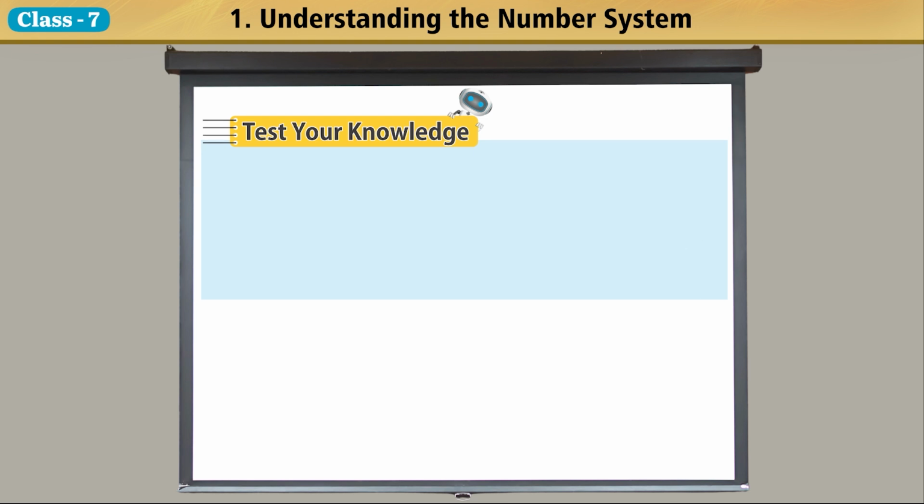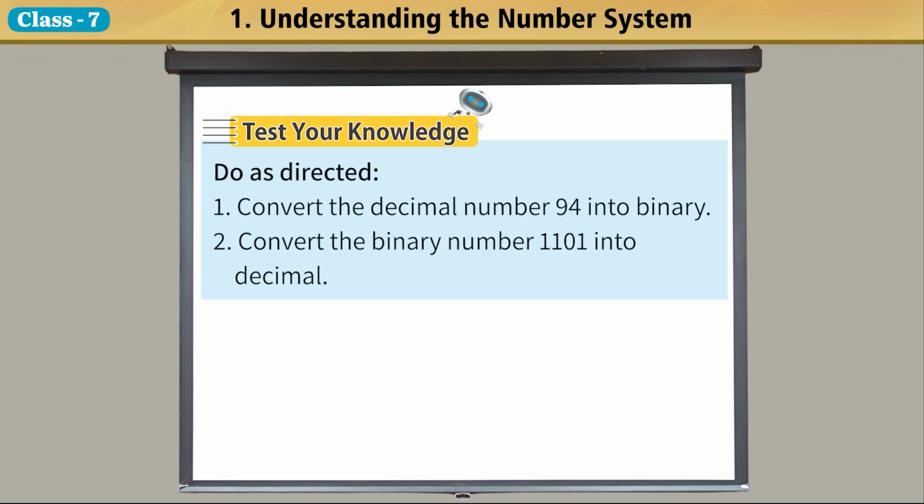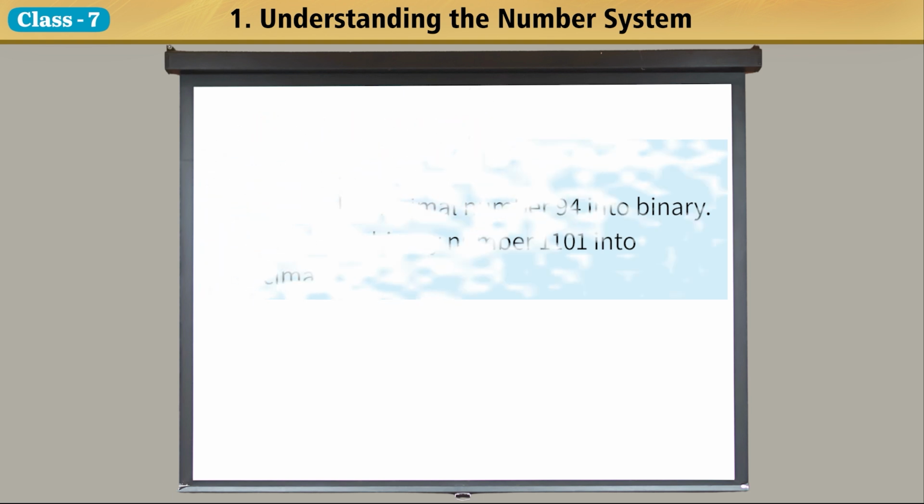Test your knowledge. Do as directed. 1. Convert the decimal number 94 into binary. 2. Convert the binary number 1101 into decimal.